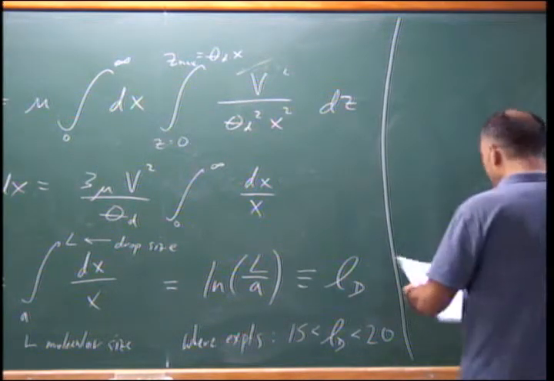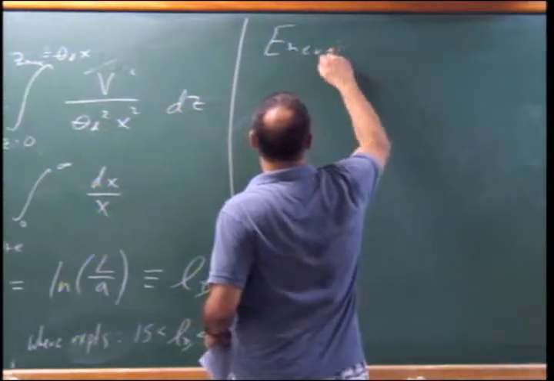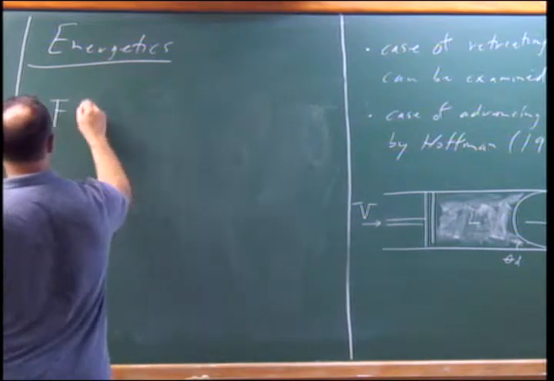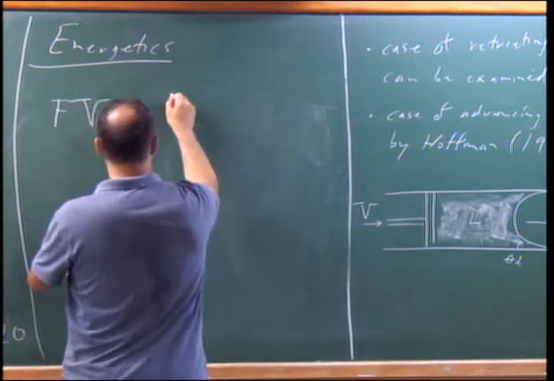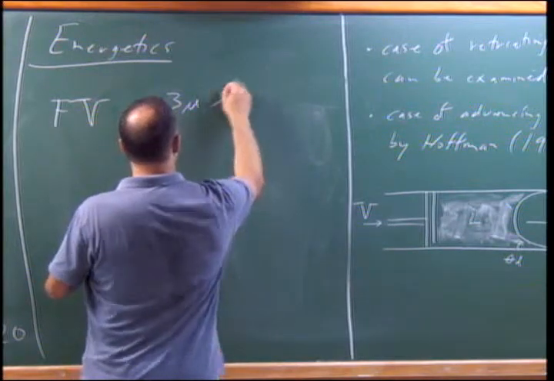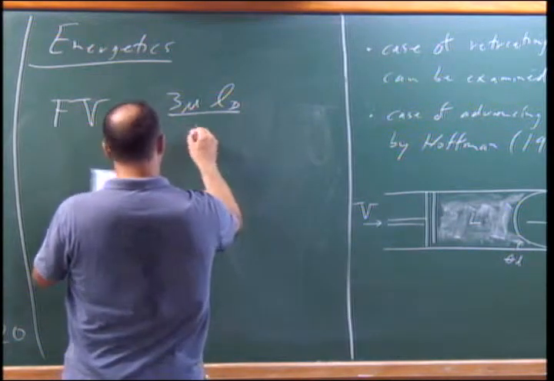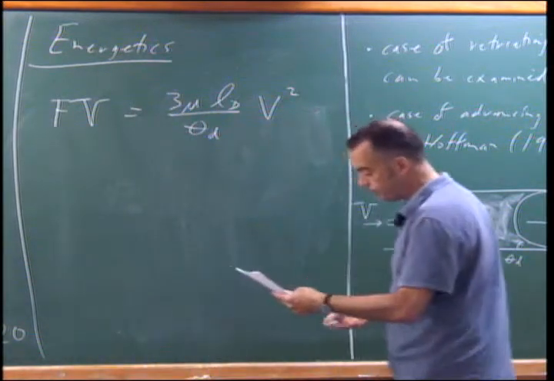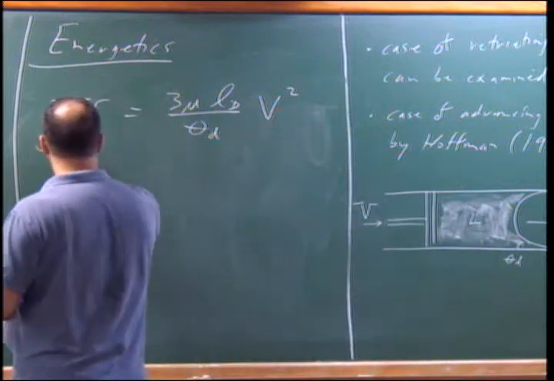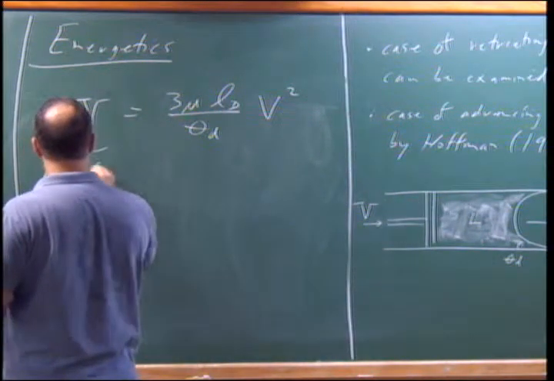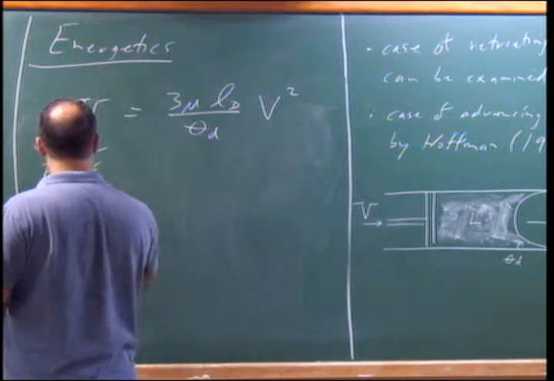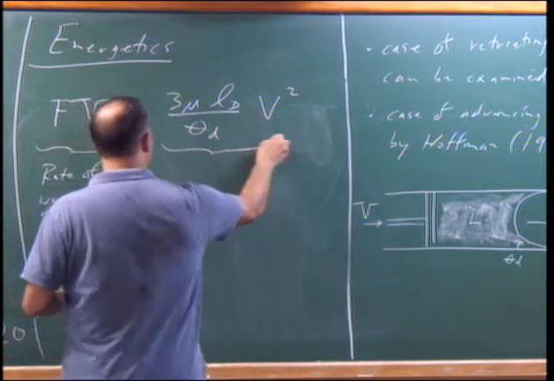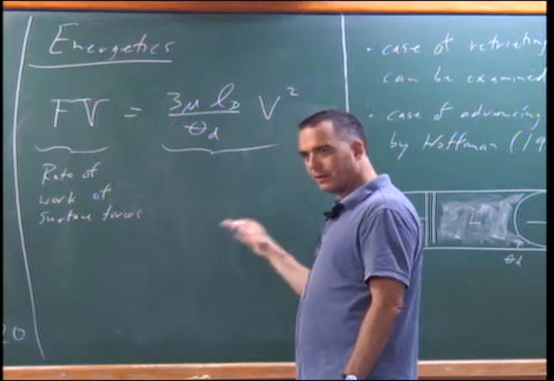Okay, so if we look at the energetics now, we can say F V is equal to 3 mu L over D over theta D times V squared. So this is the rate of work of surface forces, and this is the rate of dissipation in the contact line, right?